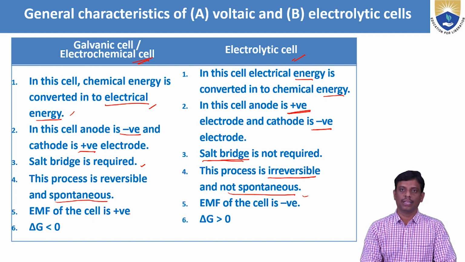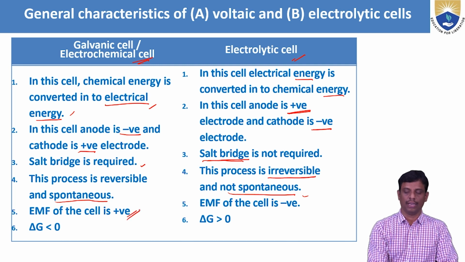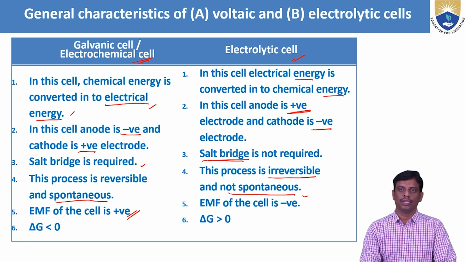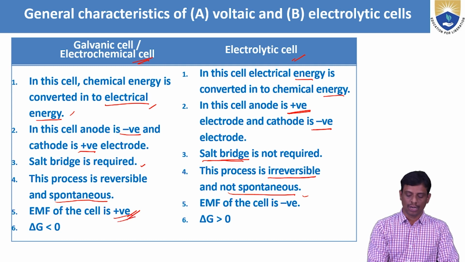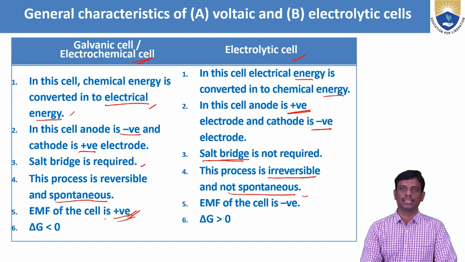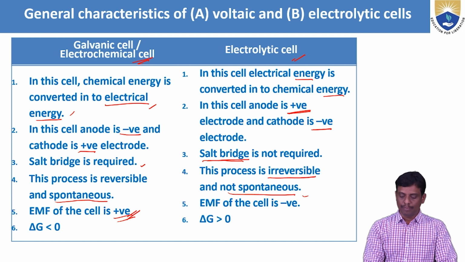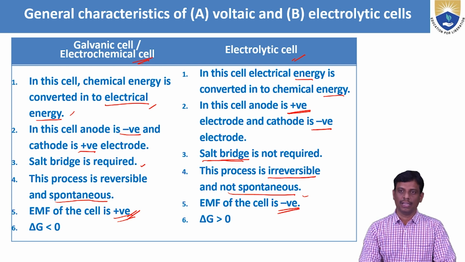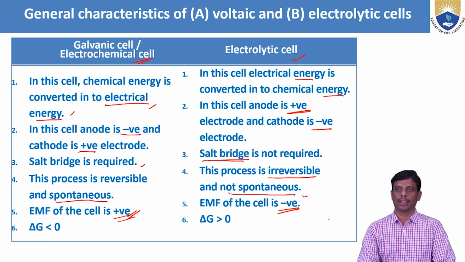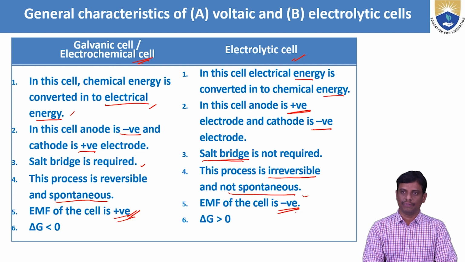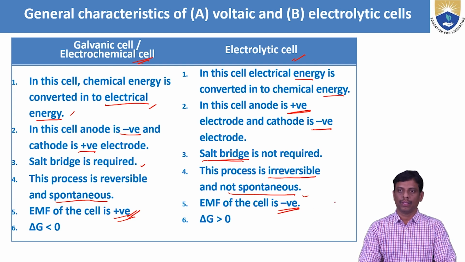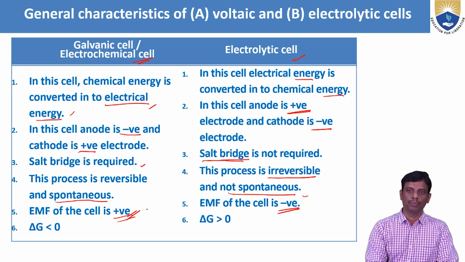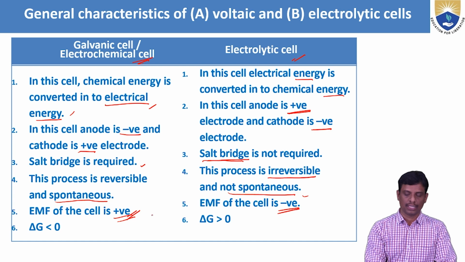The EMF of the cell is always positive in the electrochemical cell. EMF means electromotive force. When the cell potential is always a positive value, we can say that it is an electrochemical cell. The EMF of the cell in the electrolytic cell is always negative. When we see a negative potential, we can identify it as an electrolytic cell. When we get a positive potential, that is an electrochemical cell, the galvanic cell.